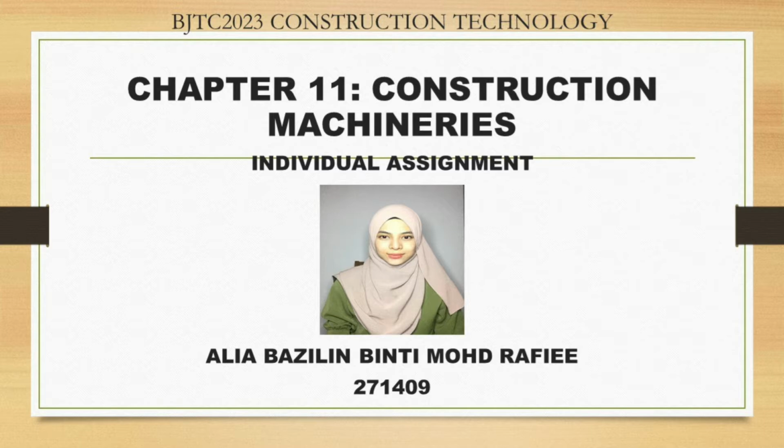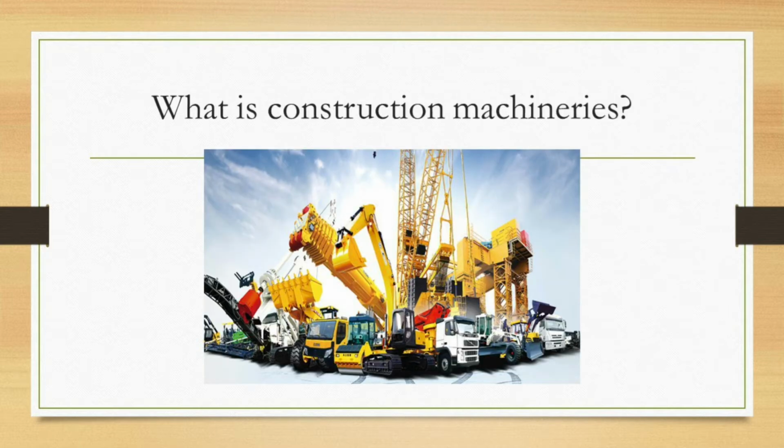Today I would like to present about construction machineries, chapter 11, and I'm from group B. What are construction machineries? Proper use of the appropriate equipment contributes to economy, quality, safety, speed, and timely completion of a project. Equipment is used for highway projects, irrigation, buildings, power projects, and others. Between 30 and 50% of total project cost is accounted towards equipment and machinery.